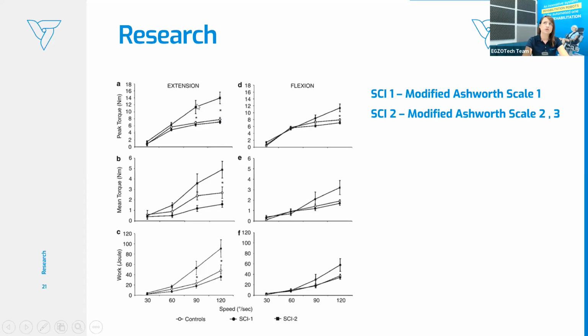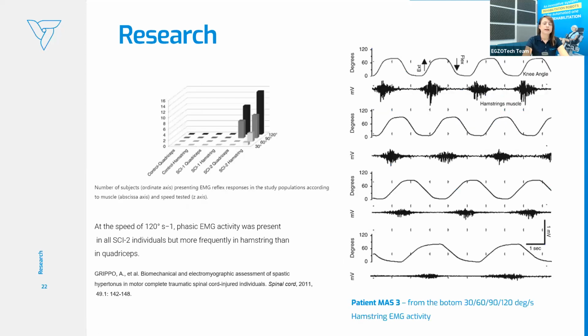But with the higher Ashworth, so 2 and 3, you will get around 12, 14 of the peak values in the extension, and those numbers for deflection. And this was done for the lower limb, not the upper limb. They also looked at the EMG during those speeds, and you can see that the EMG was seen mostly for the higher Ashworth scale. So 2, 3 was giving you some reflex EMG activity.